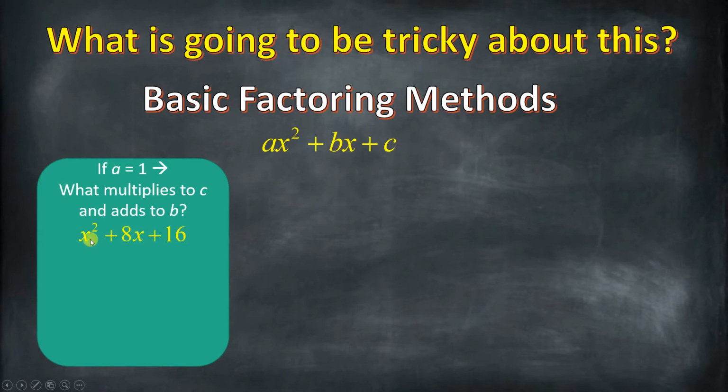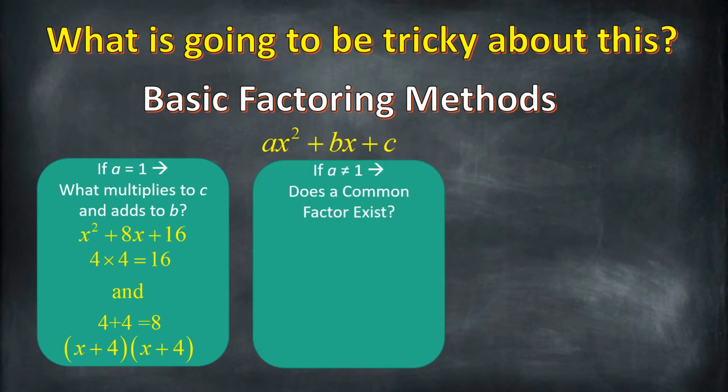So for example, let's say we had x squared plus 8x plus 16. Well, a is 1. It's 1x squared. So we're going to see if there's a pair of numbers that multiply to 16 and add to 8. Well, that would be 4 and 4. 4 times 4 is 16, and 4 plus 4 is 8. So factoring would be x plus 4 times x plus 4. Boom, done.